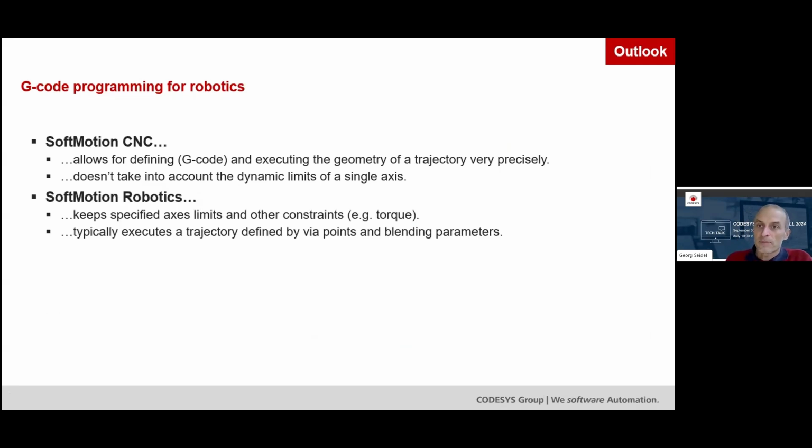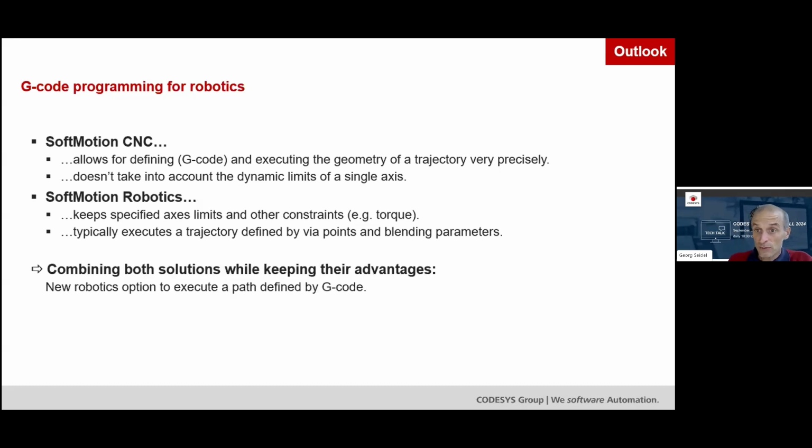On the other hand, the robotics can consider all these constraints like the axis limits and torque limits, but it doesn't have this fine-grained control over the path. Usually, like we've seen, you do waypoints and blending. So what we want to do is combine them. We want to make it possible to use our G-code and execute the path with the robotics. So you'll have the advantages of both together.